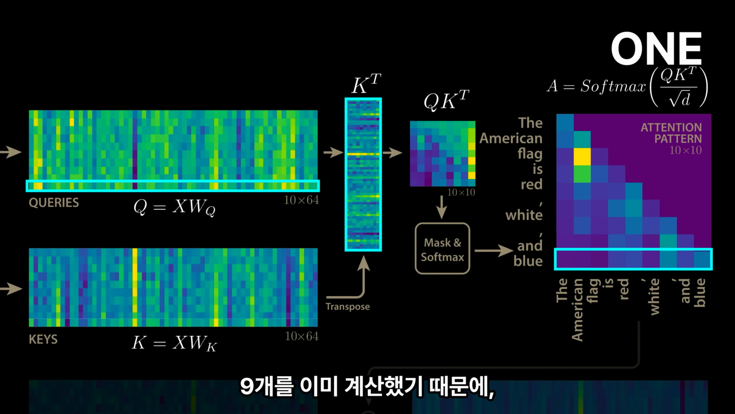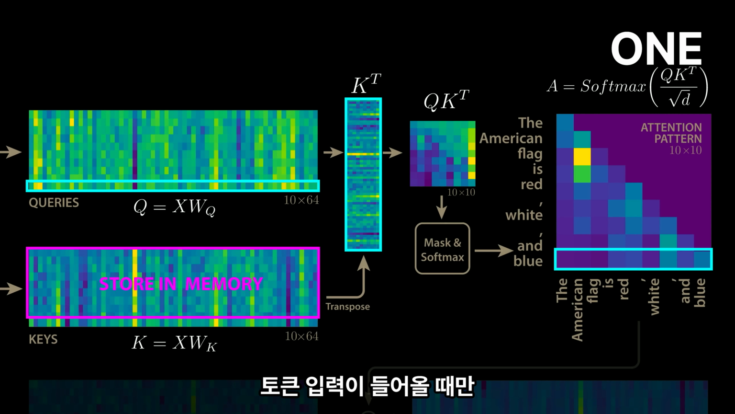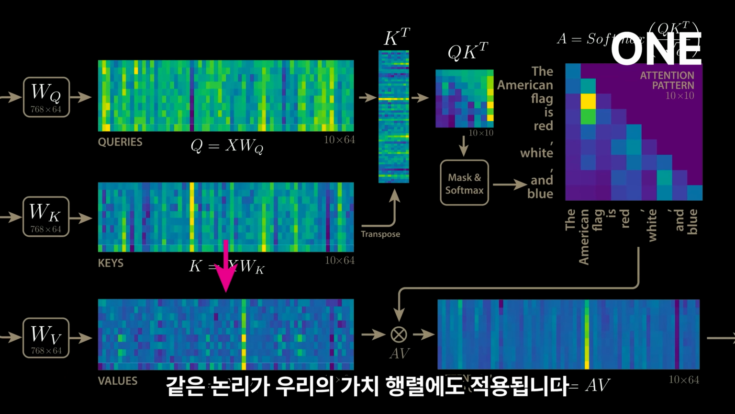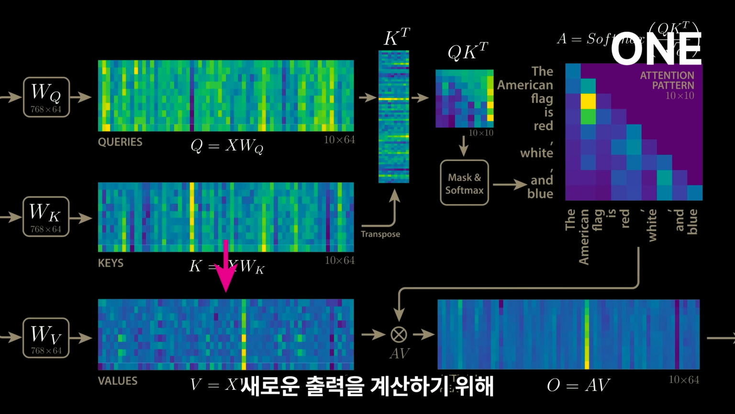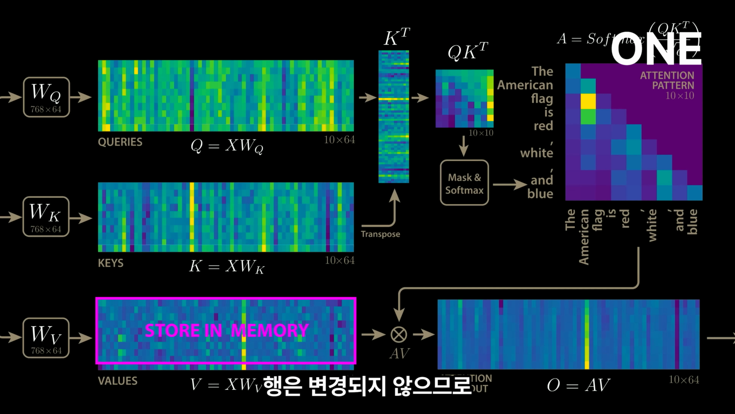Since we already computed 9 out of 10 of our keys on the previous call to the model, it's much more computationally efficient to store these keys in memory and just access them when the new 10 token input comes along. The same logic applies to our value matrix. We need our full value matrix to compute our new outputs, but the first 9 rows are unchanged, so we can just cache them in memory.